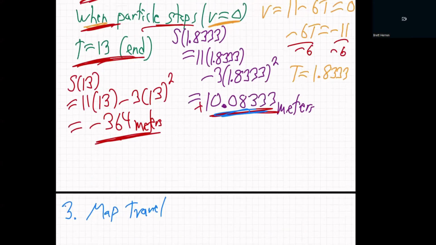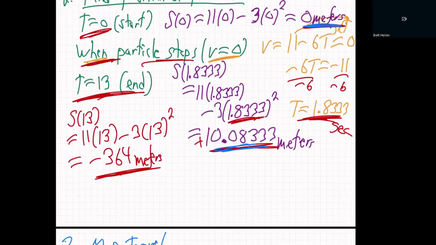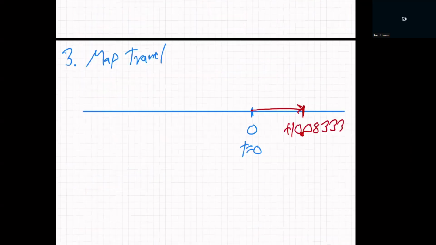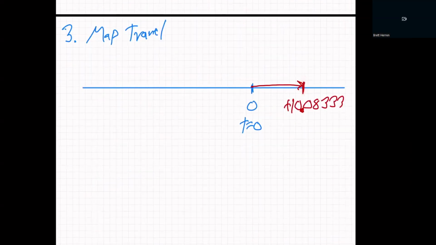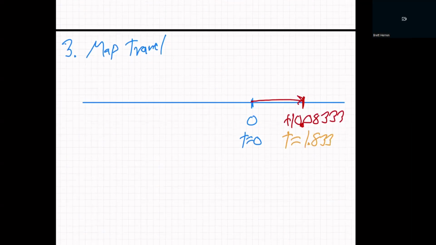At what time? 1.83. That's time 1.83333 seconds, right? How do we know? Because that's when the particle stops. Remember, we took the velocity equation and we set it equal to 0 and we solved for time. We found out the time when the particle stops. And then we plugged that time into the position equation and found the position when the particle stops. So here's where the particle stops, at 1.8333 seconds. And this, of course, is meters. So it ends up 10 or so meters to the right at 1.833 seconds.